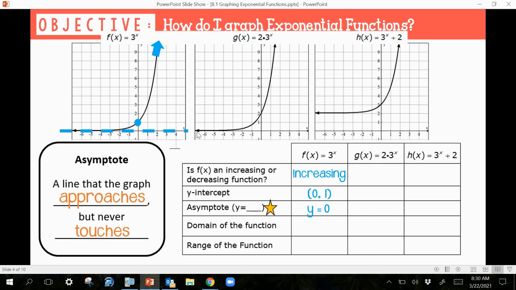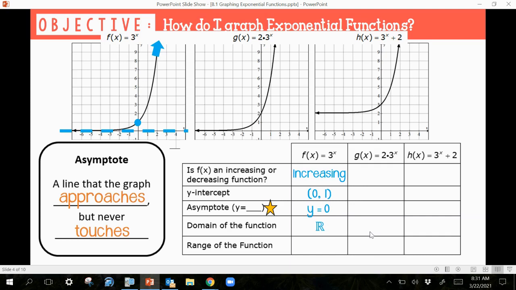All right, domain and range. Remember, domain, we read from left to right, and it's our x function. So to the left, there's an arrow. To the right, there's an arrow. So we're going to say all real numbers. Remember that fancy R.